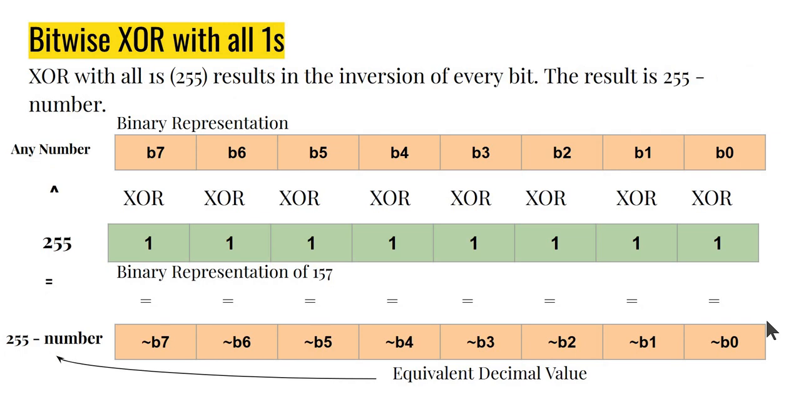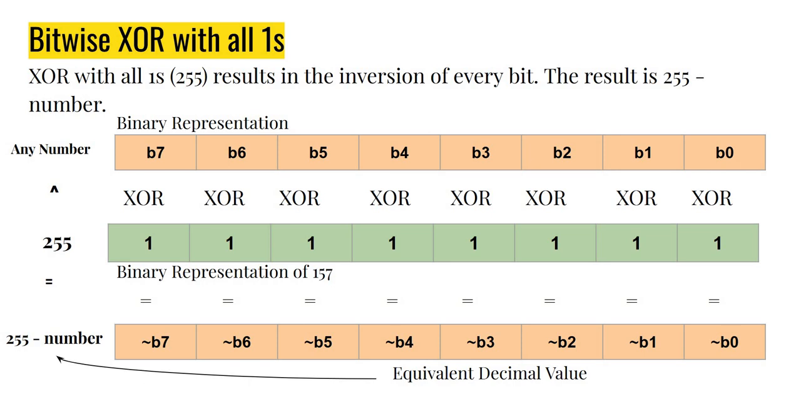But the moment I do an XOR with 255, something very interesting happens. Basically, I have got B7 XOR with 1, B6 XOR with 1, and so on and so forth. Just look at both the cases. Let's say B7 is 0. 0 XOR 1 is a 1, which means that this bit here will be inverted. If B7 was 1, 1 XOR 1 is a 0. So in all scenarios, every bit will get inverted. Now, how do I know this is 255 minus the number?